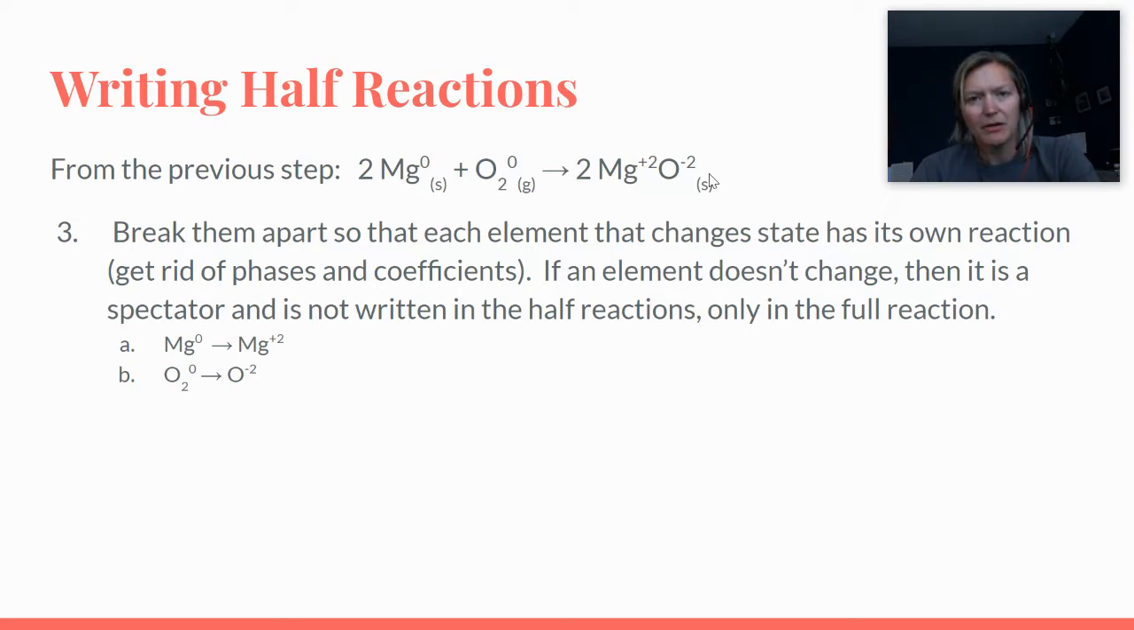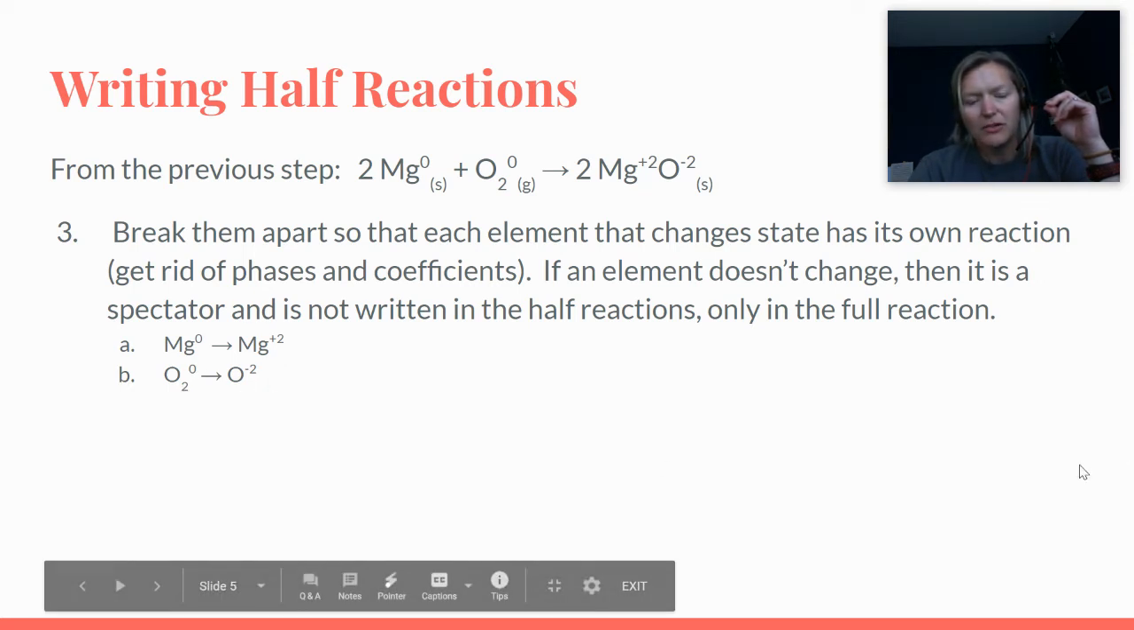You're going to break them apart. You're going to take that magnesium that goes to a magnesium and you're going to set them equal to each other. And you're going to leave those charges there. So you break them apart so that each has its own reaction. You're going to get rid of the coefficients. You're going to get rid of the phases. And any element that's on the same side or on both sides with the exact same charge, get rid of. They're spectators. We don't need them. We're only looking at the things that are changing. So magnesium 0 to magnesium +2, oxygen 0 to oxygen -2.